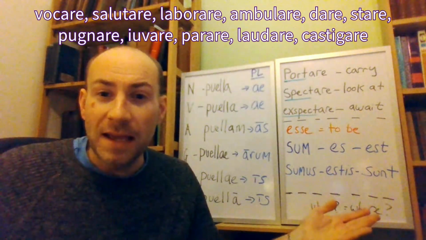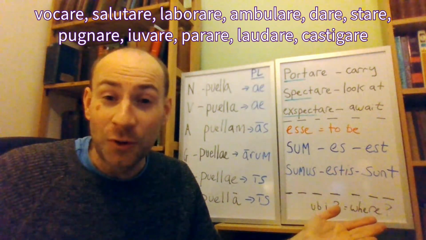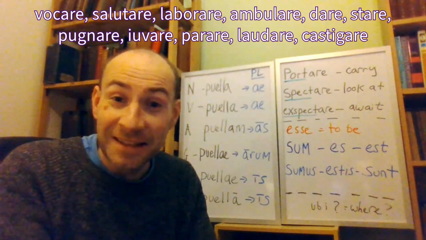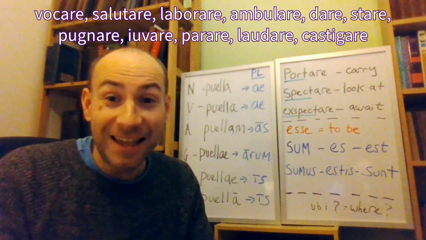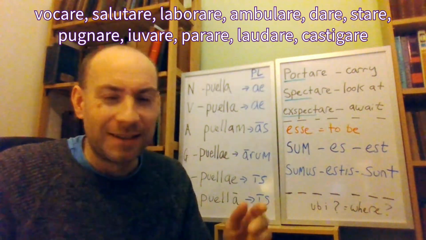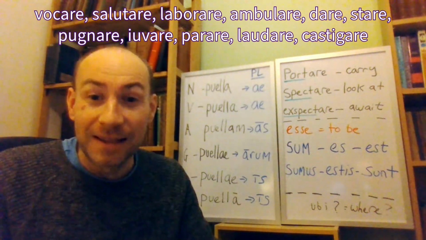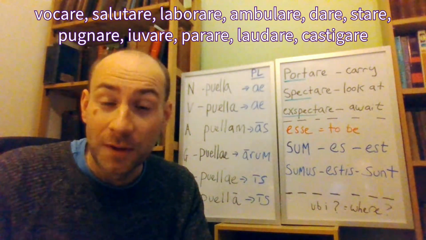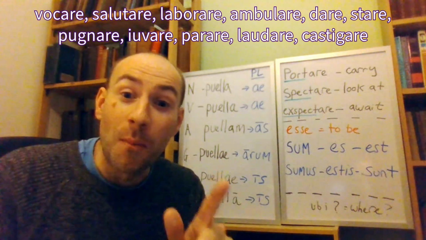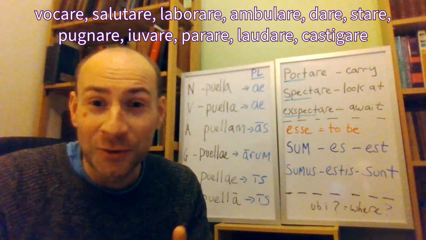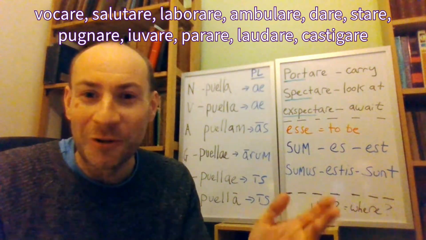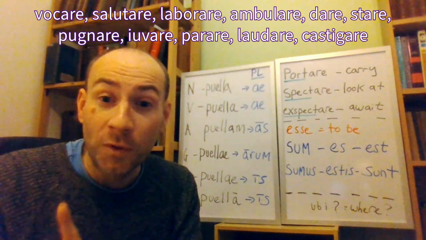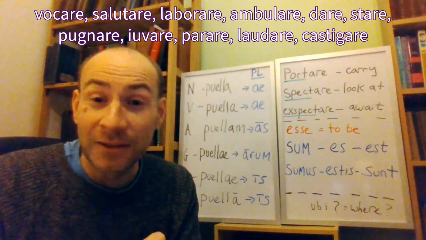Ubi est, where is? Ubi est gladiator? Hodie, today. Gladiator est in, can you guess? In taberna? Non. Non est in taberna cum agricolis, sed gladiator est in arena. Quod, because hodie gladiator pugnat. Gladiator non est in taberna cum agricolis, sed gladiator est in arena, quod hodie gladiator pugnat.